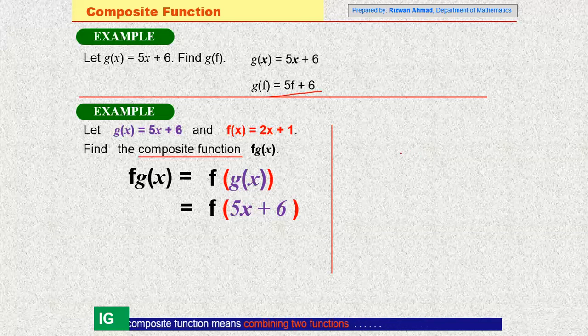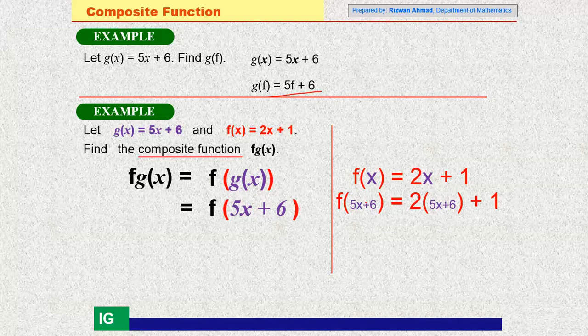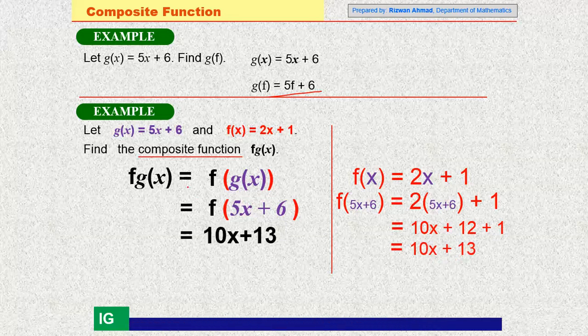If we do it separately, f of x is 2x plus 1. So it means this x will be replaced with 5x plus 6, and this x is also replaced with 5x plus 6. So it will become 10x plus 12 plus 1, which simplifies to 10x plus 13. It means that finally f of g of x is 10x plus 13. Okay, so this is the composite function f of g of x.